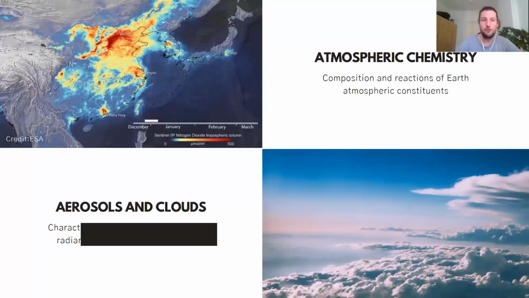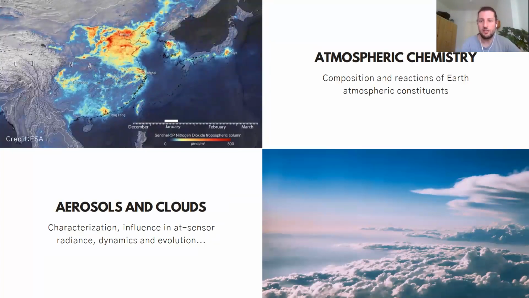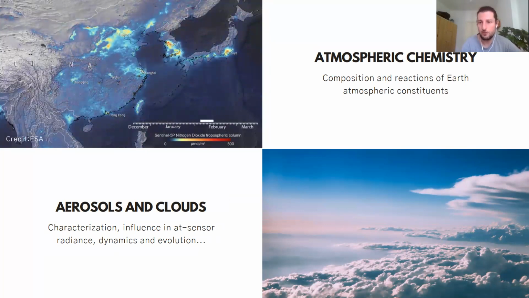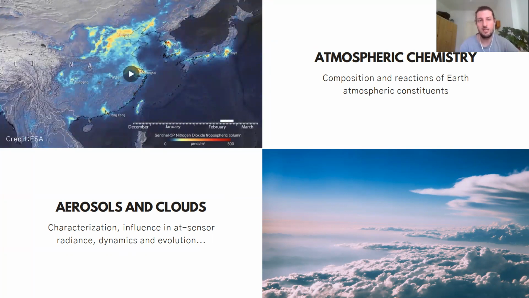We can also have applications in atmospheric chemistry, to derive some trace gases from the atmosphere, for instance, some other atmospheric constituents, and how they react in the atmosphere of the Earth. Another part is the study of aerosols and clouds, to characterize their optical properties, how they influence the radiance, and how they evolve in time and interact with the other constituents in the atmosphere.